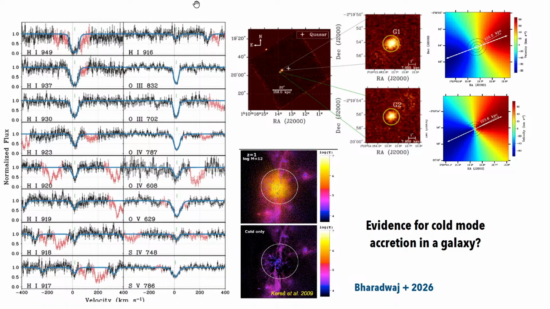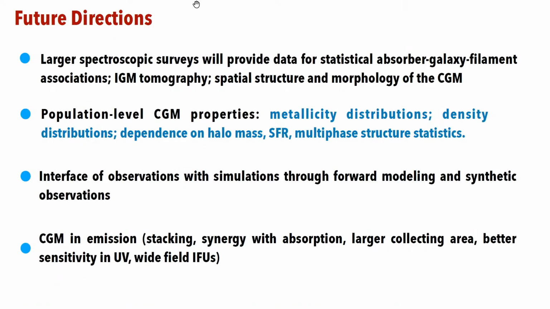I don't have time to talk about this, but this is again evidence of cold mode accretion that is happening in our galaxies, which is one of the most dominant mechanisms by which galaxies acquire gas from the neighboring environment. There is a poster by our student Sumukha Bharadwaj, which is on display today and tomorrow. You are free to go out and check it out.